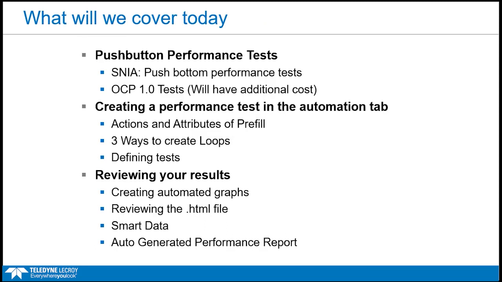In this class, we're going to cover push-button performance tests such as SNIA and OCP 1.0. As we said, we're also going to create a performance test in the Automation tab. We'll go over the actions and attributes of prefill, 3 ways to create loops, defining tests, we'll talk about MI, and then we'll show about reviewing your results, creating automated graphs, reviewing the .html file, getting smart data, and your auto-generated performance report. That will all be in this training today.